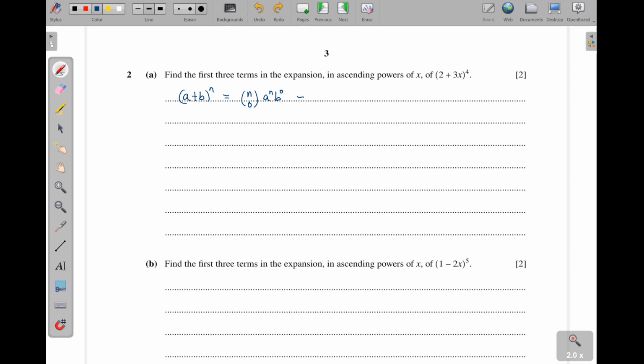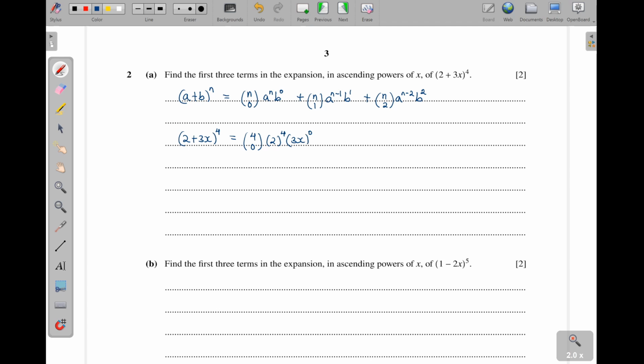Then plus we shall have n combination 1. As a drops the power, b picks that power. So n combination 2, then a to the power n minus 2, and then b to the power of 2. Now, this one, 2 plus 3x to the power of 4, is going to be 4 combination 0, then we have a 2 here, to the power 4, and then 3x here to the power 0.